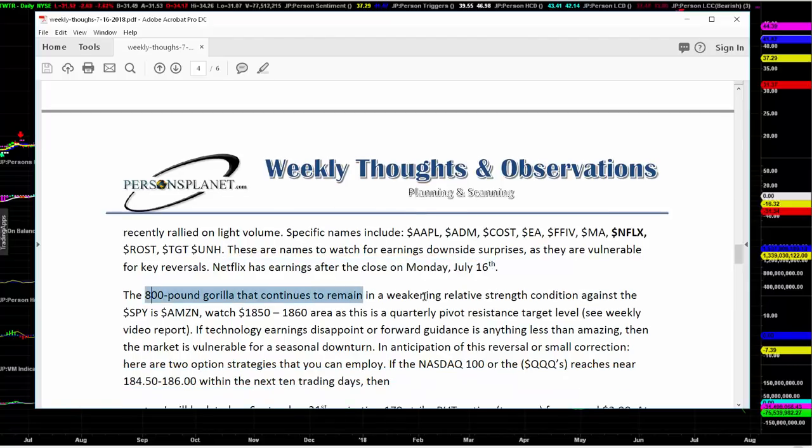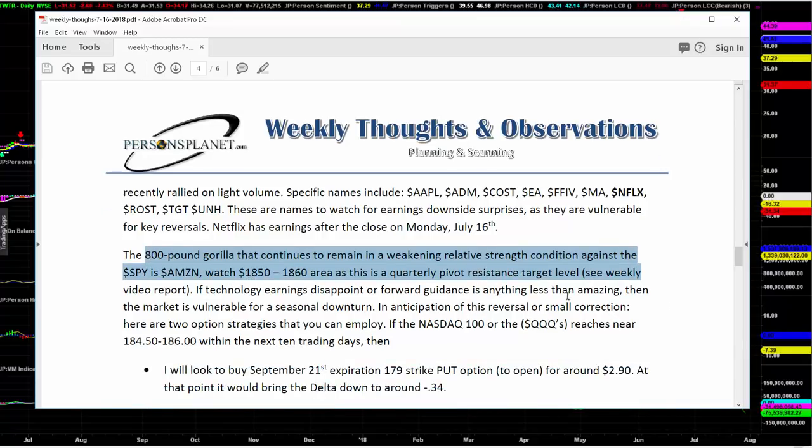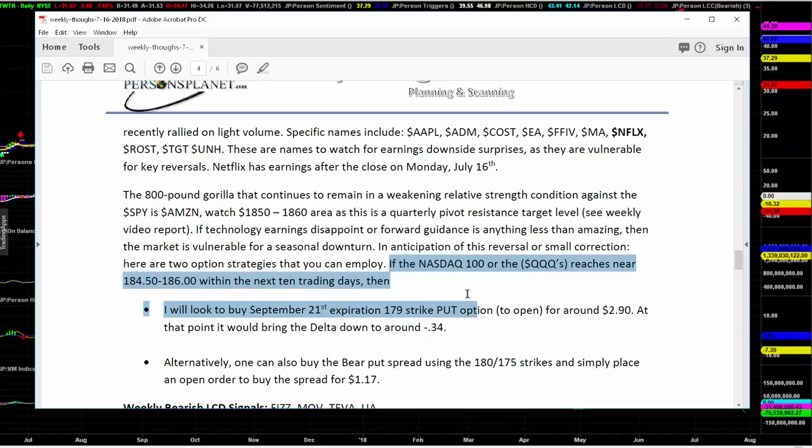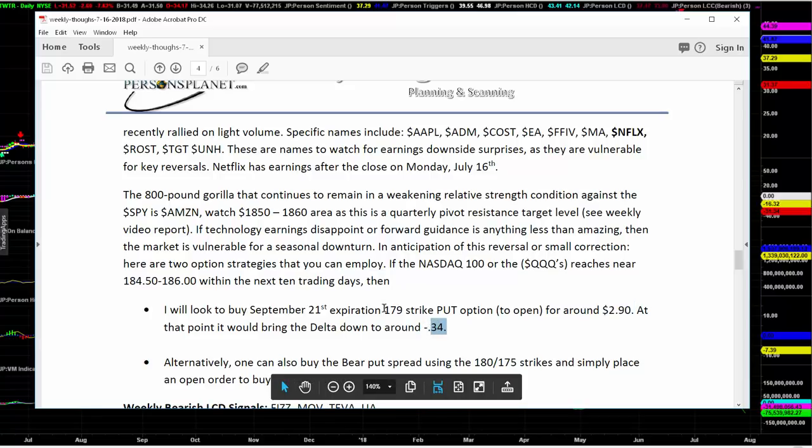And then the 800-pound gorilla strength is Amazon. Watch for 1850-60s, quarterly pivot resistance. That's when we were saying, watch this. If the NASDAQ 100 Qs reach near that level within the next 10 trading days, then look to buy the 179 puts for a price of 290, and we were thinking that at the time, I think the delta was around 44, something like that. We were looking for an advance in the Qs to go up, for the puts to go down in price, and boom, we wanted to buy those.